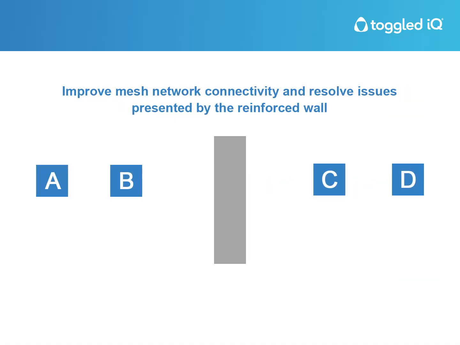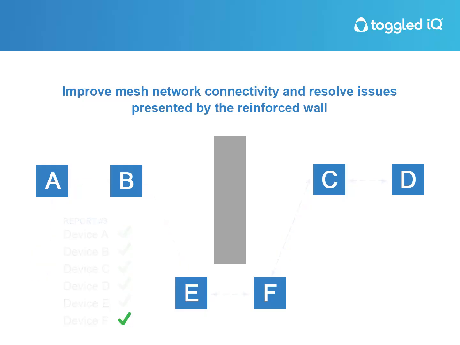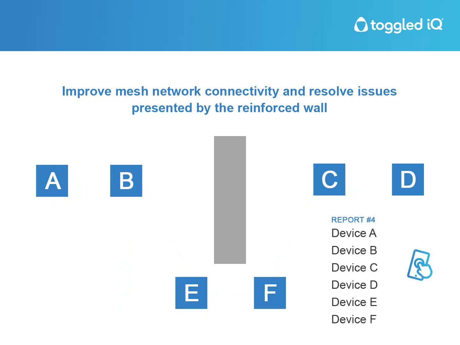To improve mesh network connectivity and resolve issues presented by the reinforced wall, device E and device F are added to the installation. Running device ping reports from the two different locations shows successful communication with all devices from both locations. This confirms the connectivity issues have been resolved.